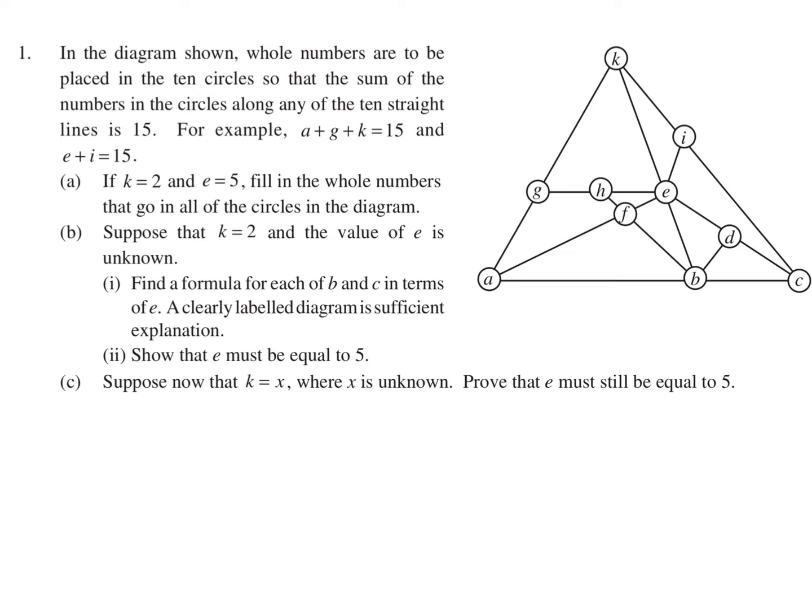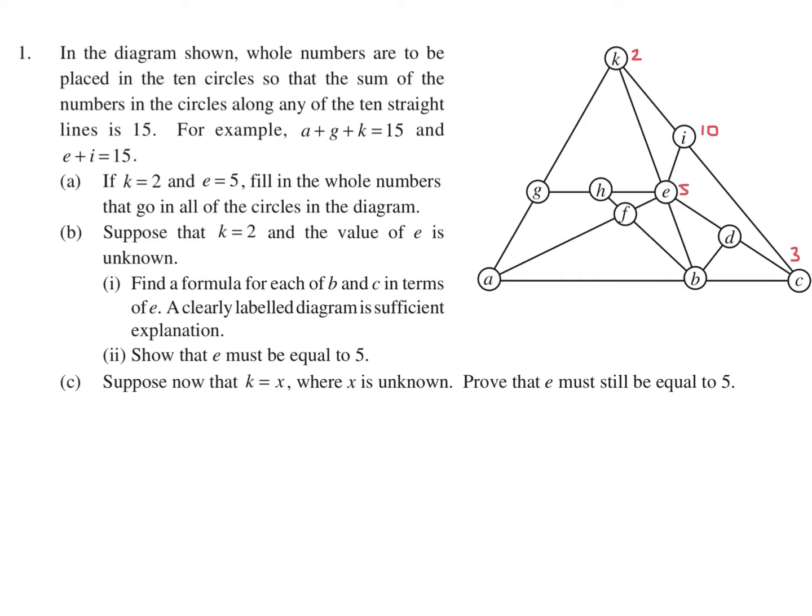They've given us K is 2 and E is 5. So here we go. Any straight line must add up to 15, so we just go with that rule. Let's go with this one first. E plus I is 15, right? So that means I must be 10. You see how this is going to go? This straight line adds up to 15, so 2 plus 10 plus C is 15. That means C must be 3.